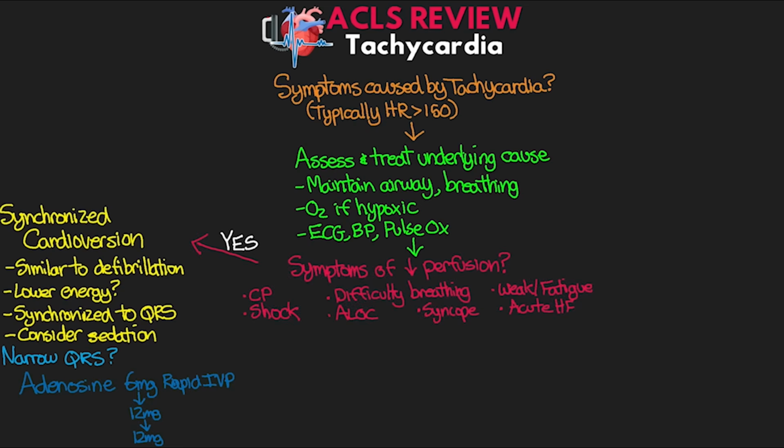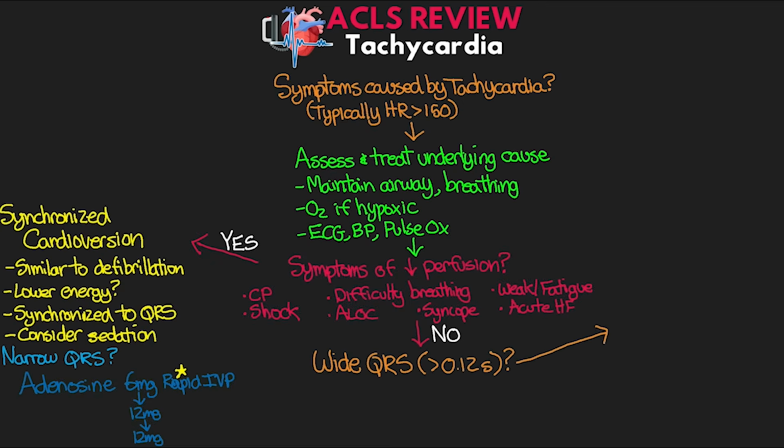So oftentimes we'll set up a 3-way stopcock where we can give the medication and then immediately follow it up with a 10 ml flush. So now, if we've done that assessment and our patient is not unstable, then we actually want to assess whether they have a wide or narrow QRS, determined by if the QRS complex is greater than 0.12 seconds.